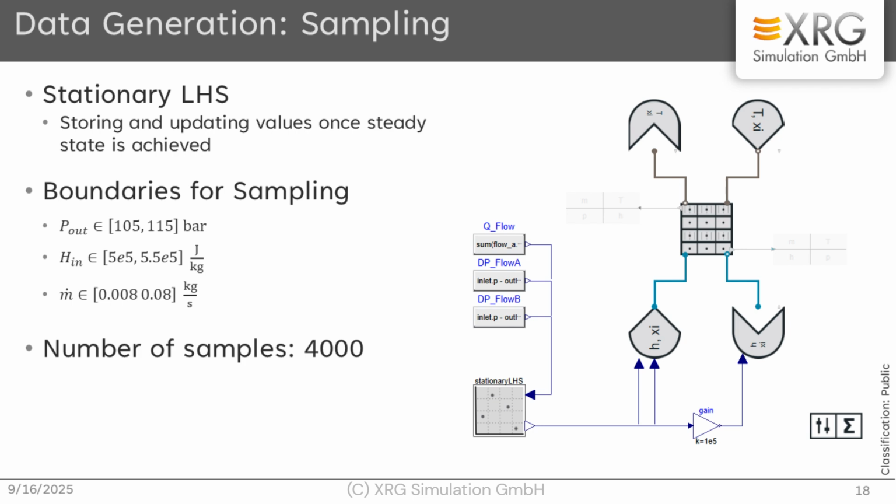So this block is then storing and updating the values once the steady state is achieved. We need to define some boundaries. I've chosen some boundaries here that we are using, and they are also in the explanation on the next slides. And in our case, we want to create 4,000 samples. So I think with that, the practical part starts.